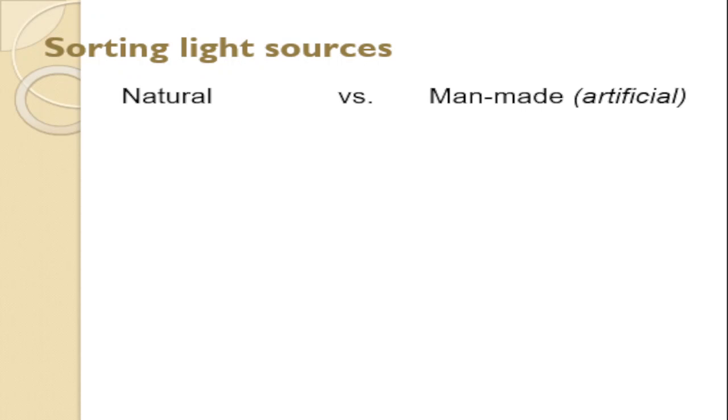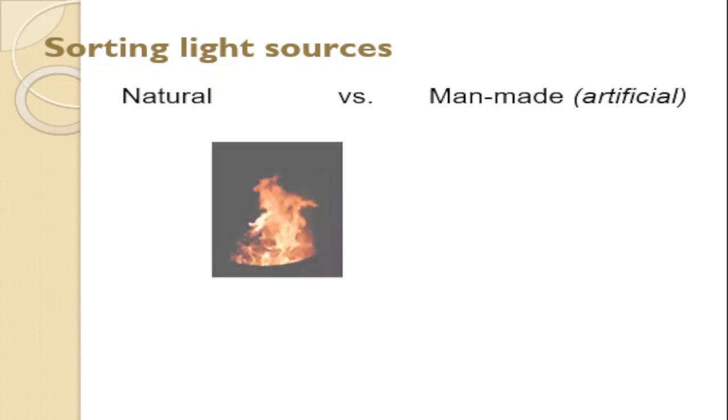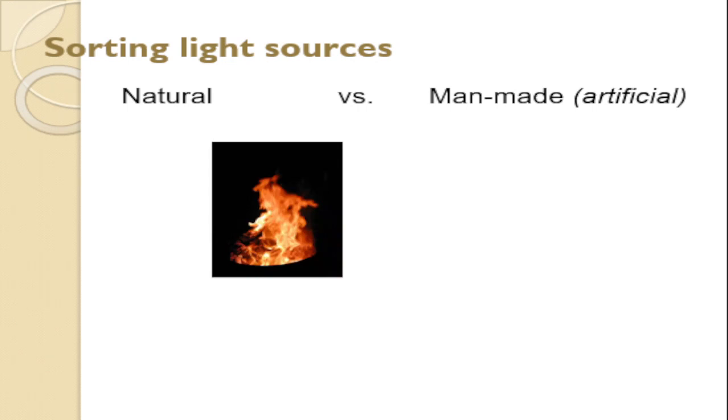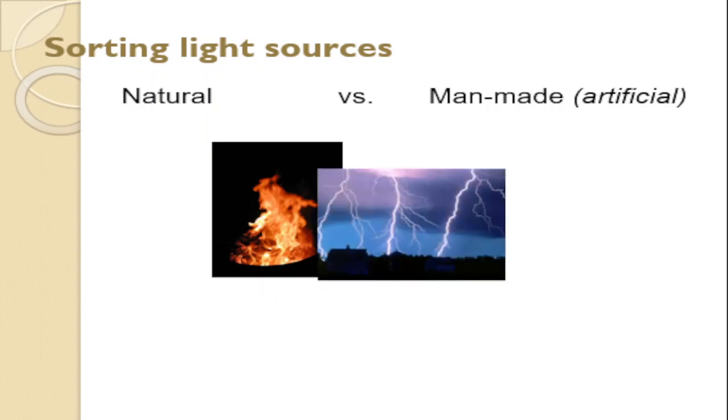Of course, the difference between natural and man-made, one is made by nature and the other one is made by humans. Here's an example. Bonfire, is it natural or man-made? If your answer is man-made, then you are correct. Lightning is an example of a natural source of light.